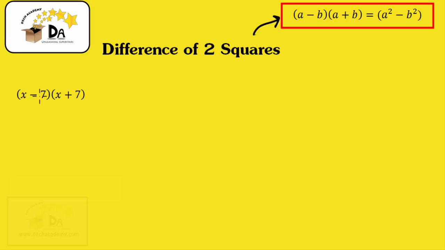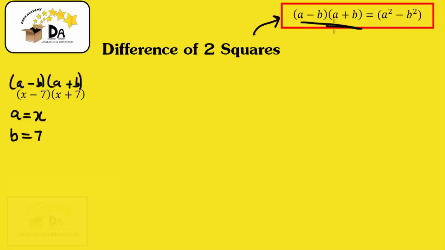We have the expression x minus 7 times x plus 7, which is of the form a minus b times a plus b. In this case, a is clearly x, and b here is clearly 7. So we have something that's a minus b times a plus b. So if I write it in this form, it's very obvious. Now, a minus b, where x is a and b is 7. So we have something of this form.